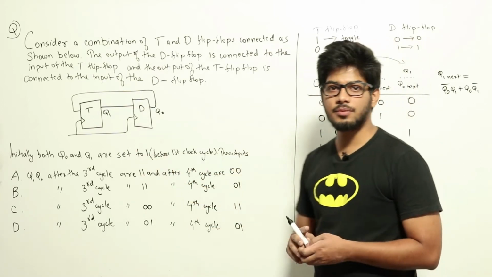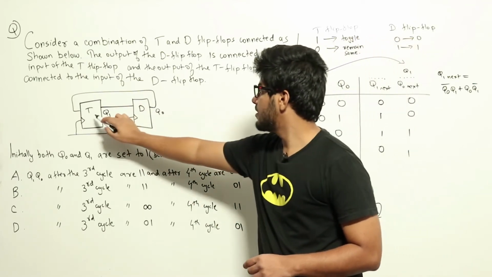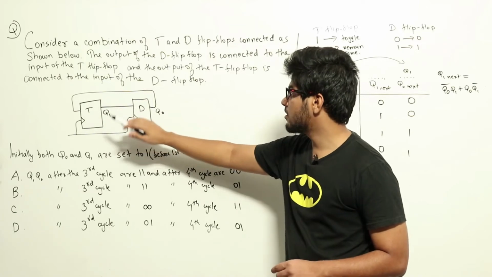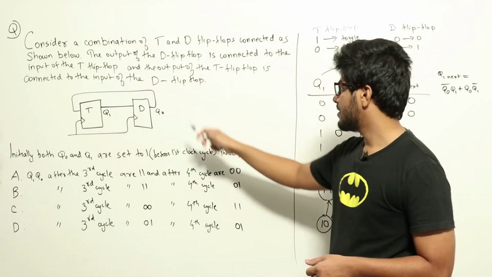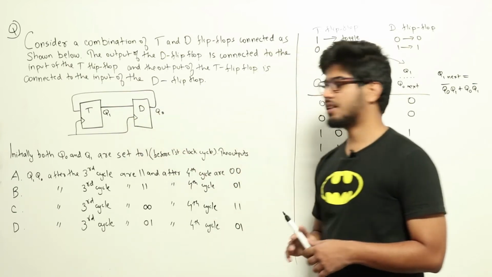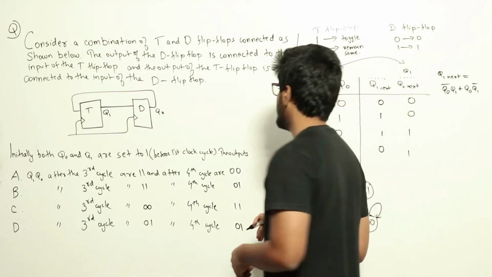So this is a question from digital logic design regarding sequential circuits. We have been given this sequential circuit consisting of a T flip-flop and a D flip-flop, and we need to find out what the state would be after the third and fourth cycle. So we'll see how to solve this.